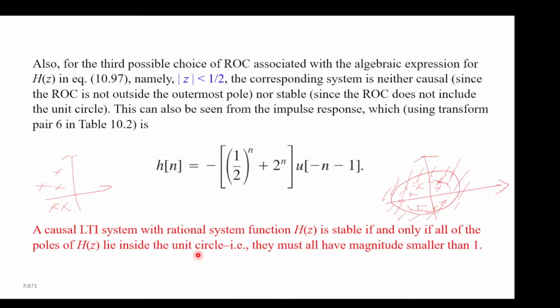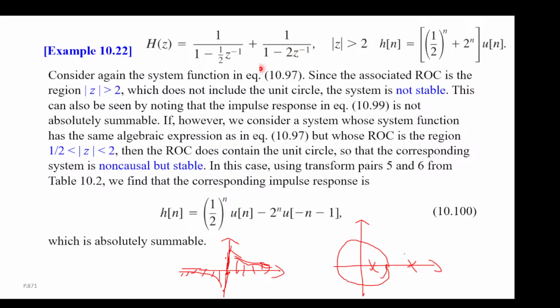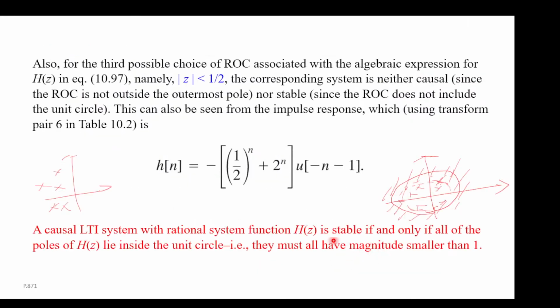Then we can think about the last possible ROC. For this algebraic expression, the system has three possible ROCs. The outermost one is causal, and the in-between one is stable but not causal because it includes the unit circle but is not the outermost one. Now what if the ROC is the innermost one? The ROC is |z| less than one half, so it's not causal and not stable, because it's not the outermost ROC and it doesn't include the unit circle.